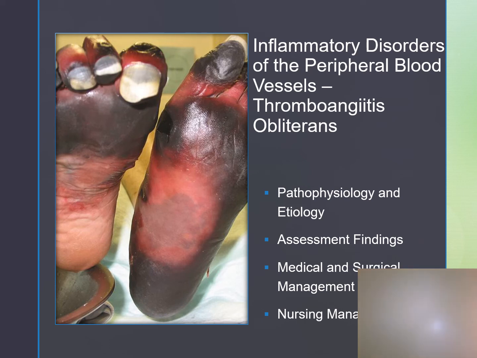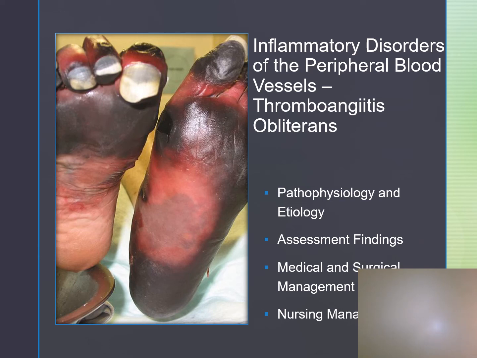Thromboangiitis obliterans is also known as Buerger's disease. It's an inflammation of blood vessels that are associated with clot formation and fibrosis of the blood vessel wall. Assessment findings would include the extremity being cold, numb. They may have burning or tingling in their feet, intermittent claudication, leg cramps after exercise, pain at rest, cyanosis and redness of their feet and legs.